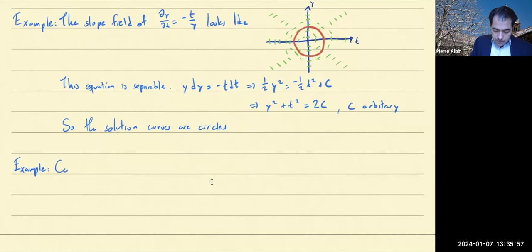Let's consider the equation. Let's take an easy one. dy/dt is equal to y, right? So we know the solutions here are y is equal to a constant times e to the t, right? And let's look at what the slope field looks like.